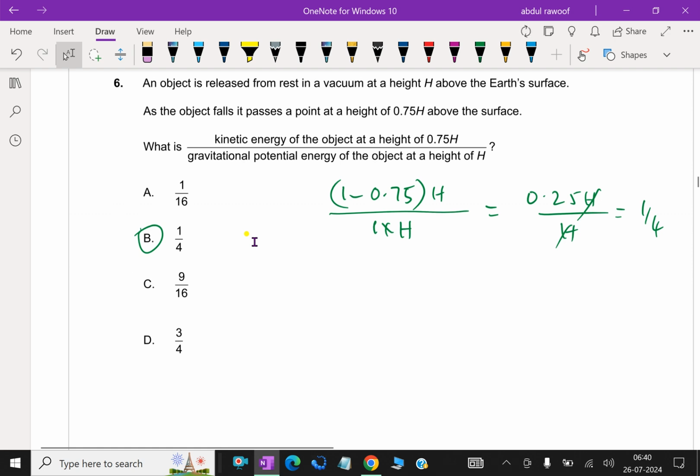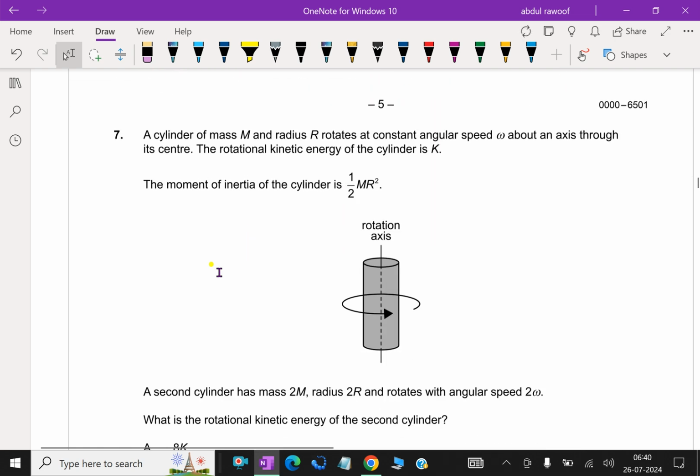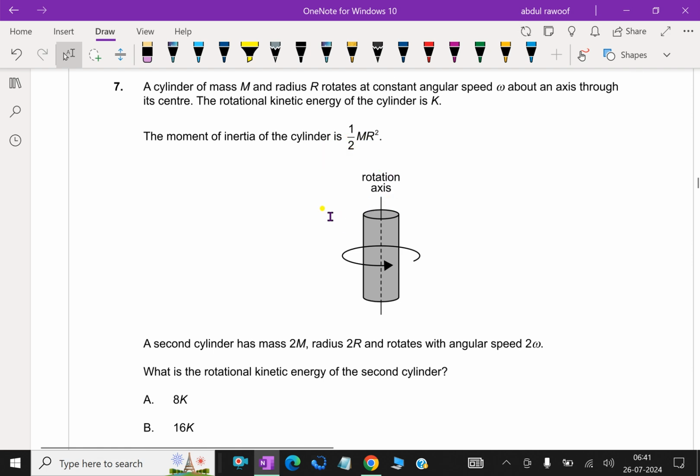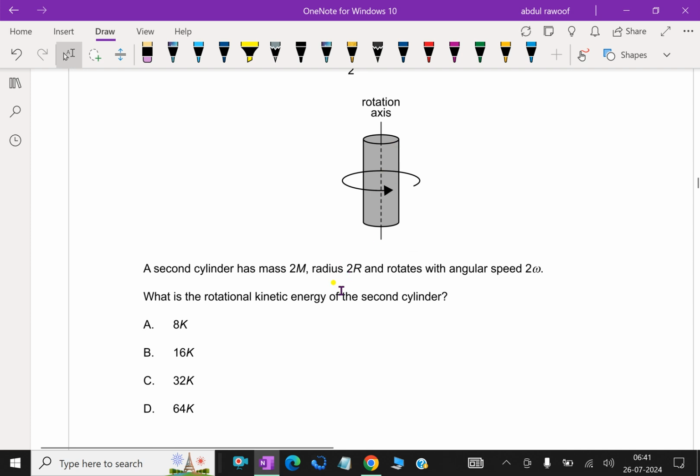Next is question number 7. A cylinder of mass m and radius r rotates at constant angular speed omega about an axis through its center. The rotational kinetic energy of the cylinder is K. The moment of inertia of the cylinder is half mr squared. A second cylinder has the mass 2m, radius 2r, and rotates with angular speed 2 omega. What is the total kinetic energy of the second cylinder?